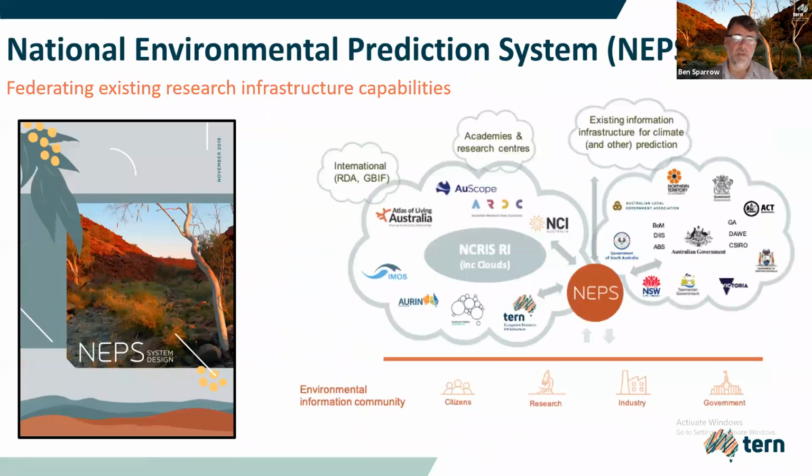And just before finishing up, it's worth discussing how this sits in the future landscape. So the NCRIS program's looking at a national environmental prediction system, and we're working hard to make sure all of our data will be able to feed into that, along with so many of the other significant data sets and information sources right across the country, to have a more holistic environmental prediction system into the future.